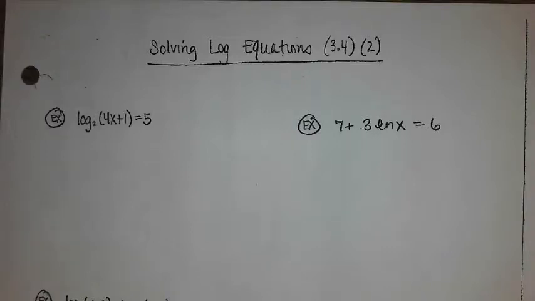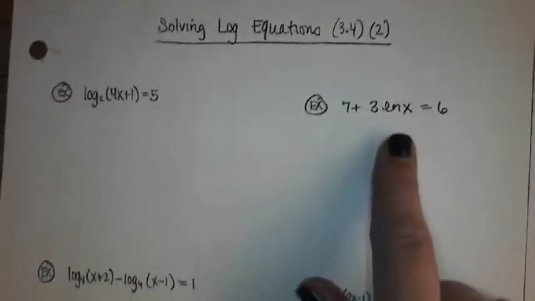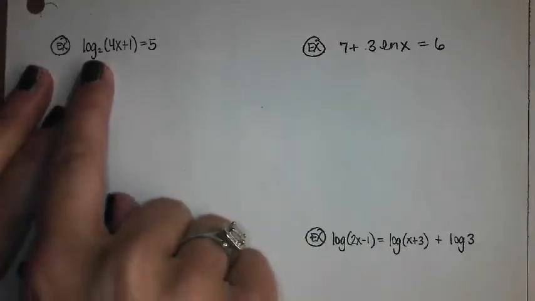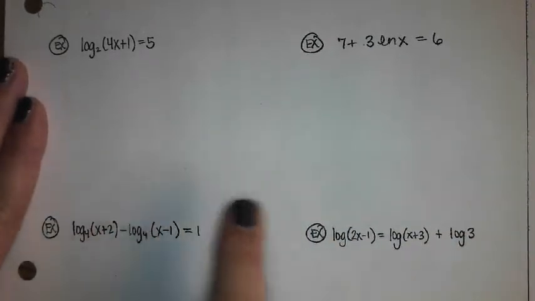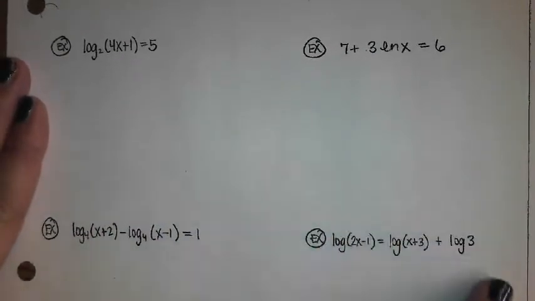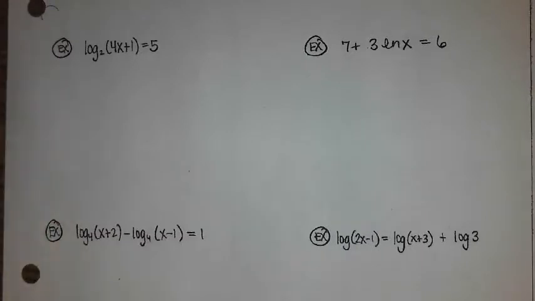So there's a couple different formats of log equations. There's what to do if there's a log on just one side of the problem, and what to do if there's logs on both sides of the problem. So if I look at my first four examples, logs only on the left, logs only on the left, logs only on the left. Here we finally have logs on both sides, and we'll get to that too.